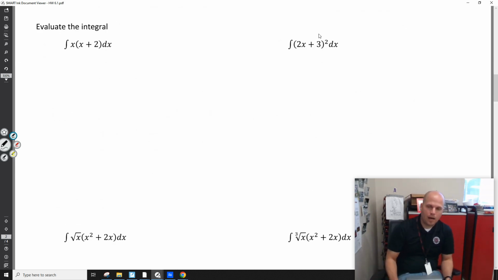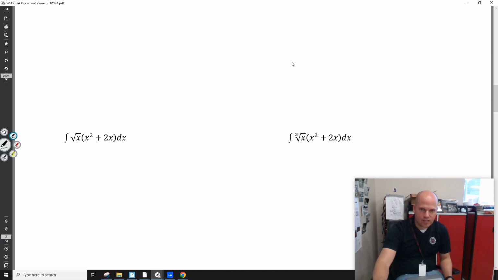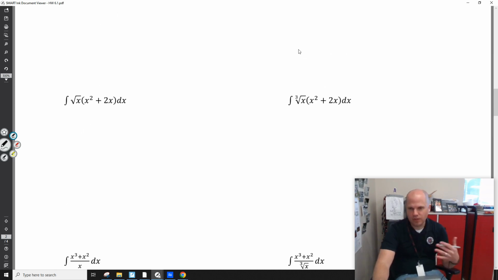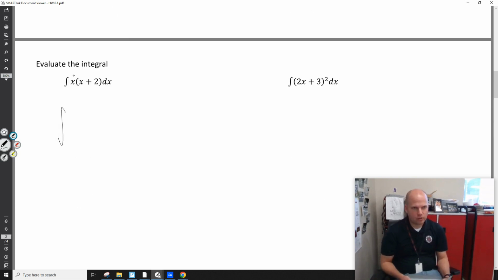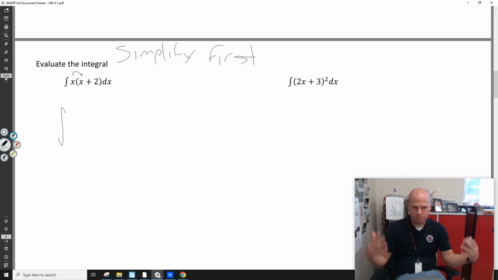All right. For the rest of this page, the key is you don't know chain rules. You don't know product rules. You don't know quotient rules. So you're going to have to simplify. First, turn products into sums. Distribute things. Multiply things out.